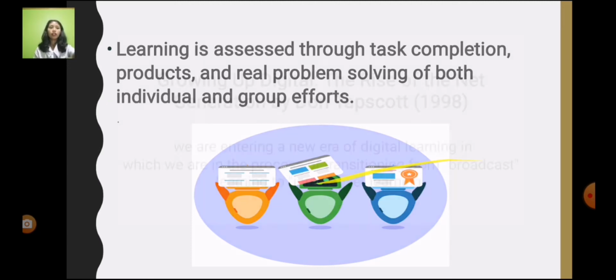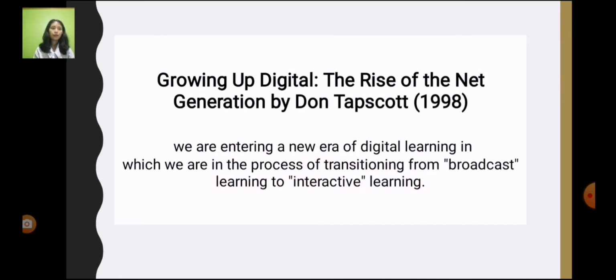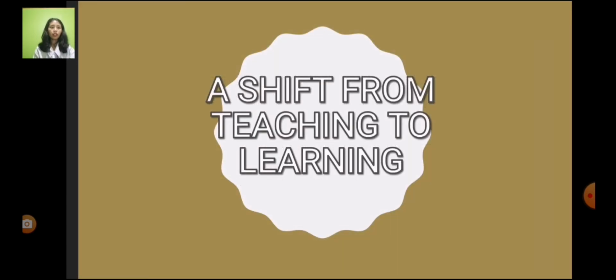Next is from the book of Don Tapscott, Growing Up Digital: The Rise of the Net Generation, which notes that we are entering a new era of digital learning in which we are in the process of transitioning from broadcast learning to integrative learning. Indeed, technology has a big role in the changes of society, thus it also changed the expectation of the students' capabilities and function in the new world economy. Make use of the unlimited information they can get through the internet and master it in this technological society.